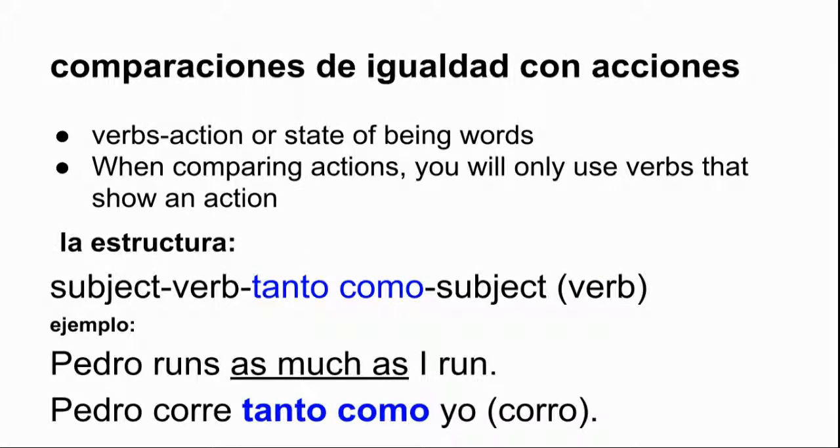Comparaciones de igualdad con acciones. Okay, so let's look at comparing verbs. Verbs are action or state of being words, but when comparing actions, you will only use the verbs that show an action, obviously. La estructura, the structure. We have the subject, we have the verb, then you use tanto como, nothing in between, and then another subject or verb. Por ejemplo, Pedro runs as much as I, or Pedro runs as much as I run.